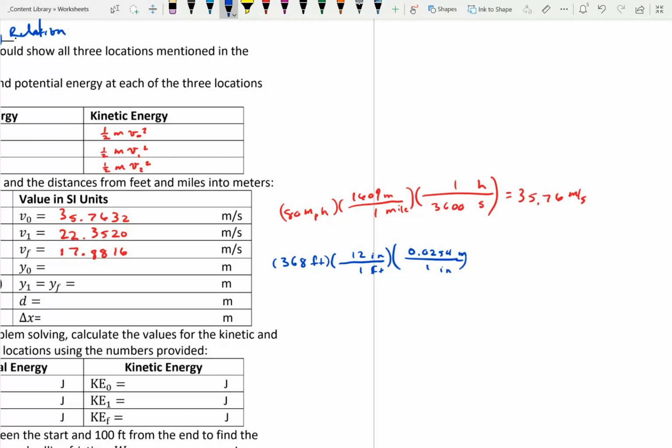Exactly. So that's an exact conversion factor. That's what I do. It's more steps. You could look it up and find it with less steps. So when you multiply that through, it turns out to be 112.1664. And then the final at 122 feet, doing the same calculation, gives you 37.1856 meters. So I have the elevations there in terms of meters.